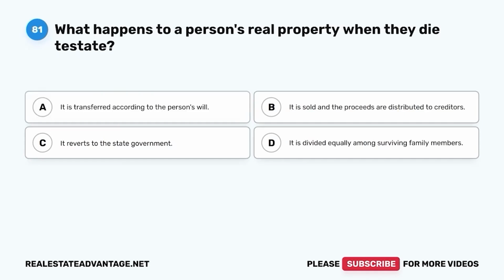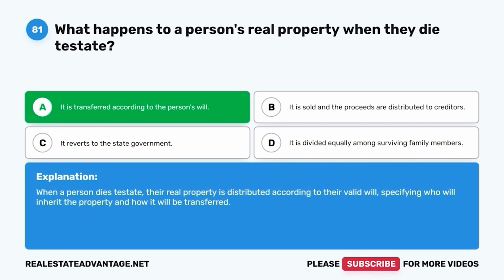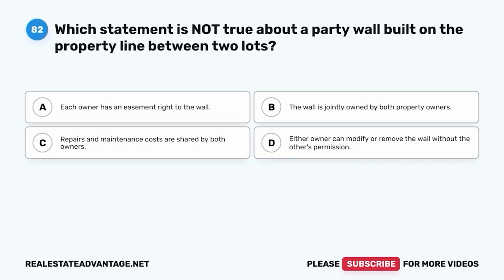Question 81. What happens to a person's real property when they die testate? A. It is transferred according to the person's will. B. It is sold and the proceeds are distributed to creditors. C. It reverts to the state government. D. It is divided equally among surviving family members. The correct answer is A. It is transferred according to the person's will. When a person dies testate, their real property is distributed according to their valid will, specifying who will inherit the property and how it will be transferred. Question 82.